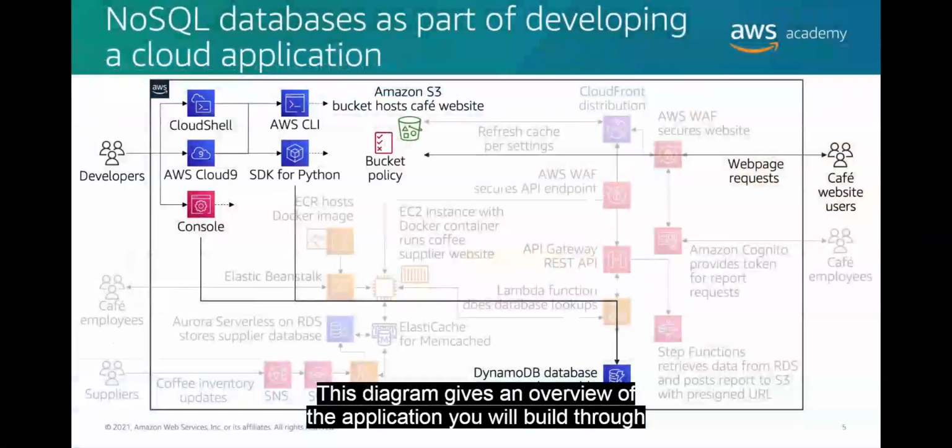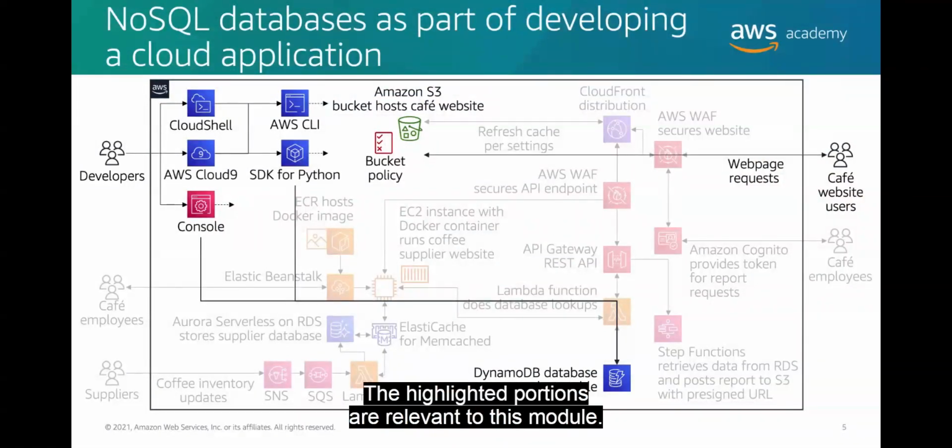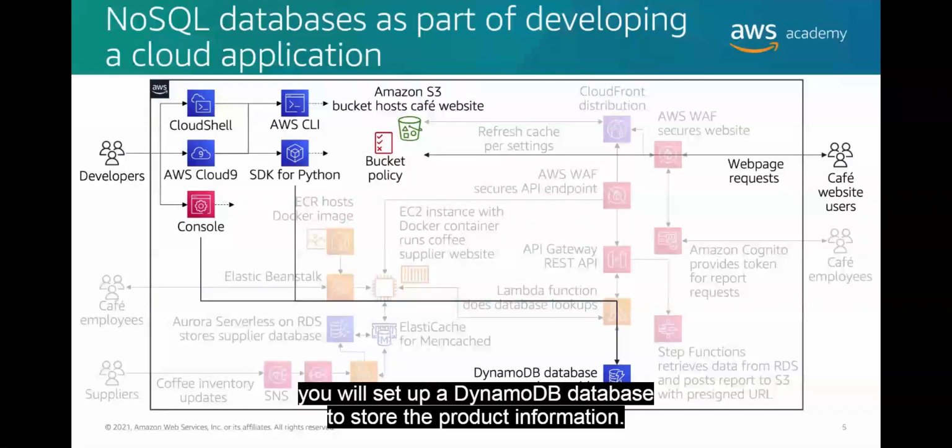This diagram gives an overview of the application you will build through the labs in this course. The highlighted portions are relevant to this module. As highlighted in the diagram, you will set up a DynamoDB database to store the product information.